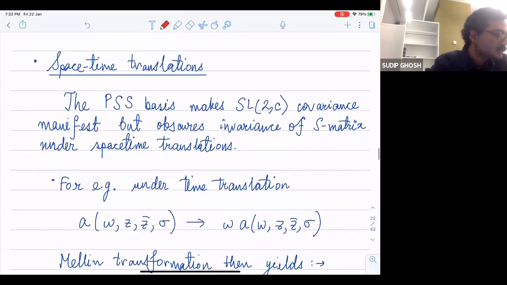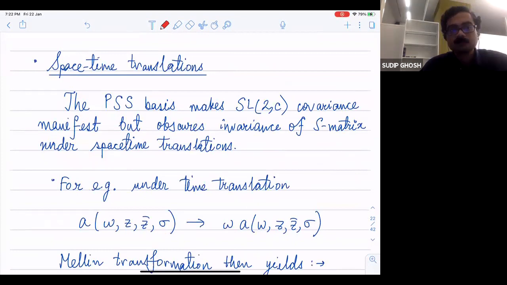Okay, so now let me actually discuss some points about space-time translations. What we have been doing so far is that we have defined this new basis of states, which makes the underlying conformal symmetry completely manifest. But we can also ask what happens to space-time translations, right?